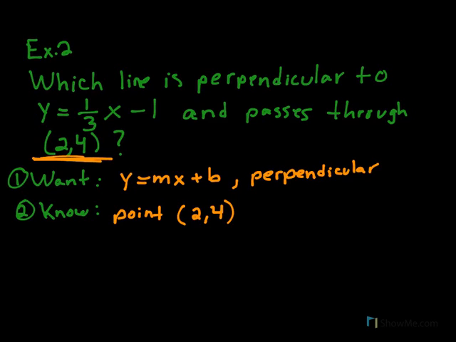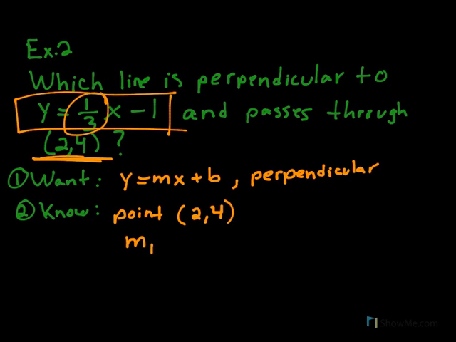Okay, and what else do you know? The whole reason why they give you this equation is not to confuse you, but to actually give you the slope, because you know that it has to be perpendicular to this slope right here. So you know that the slope of line 1 is 1 over 3. Those are the two things that you know. You don't know anything else.